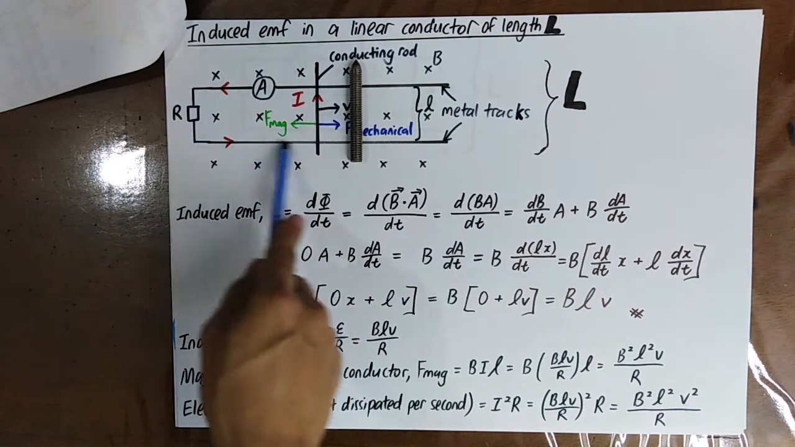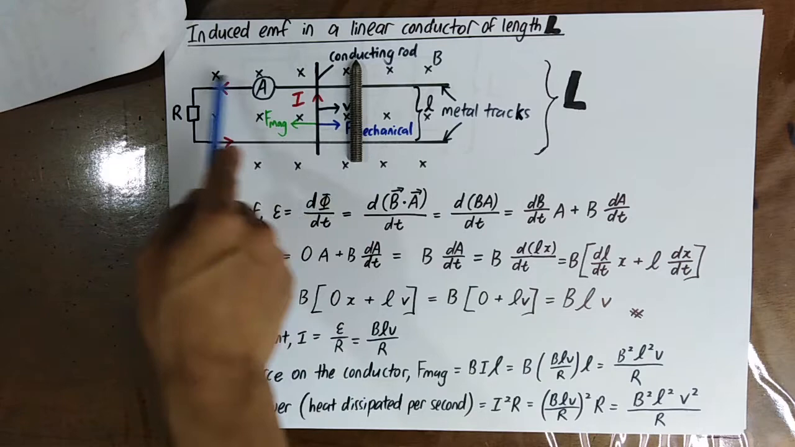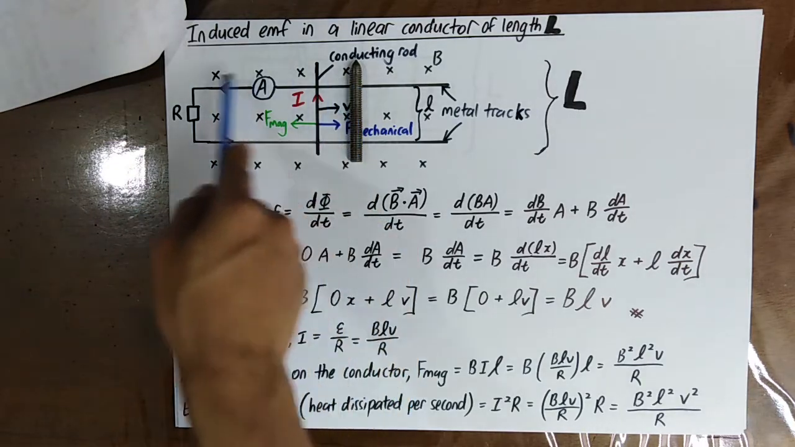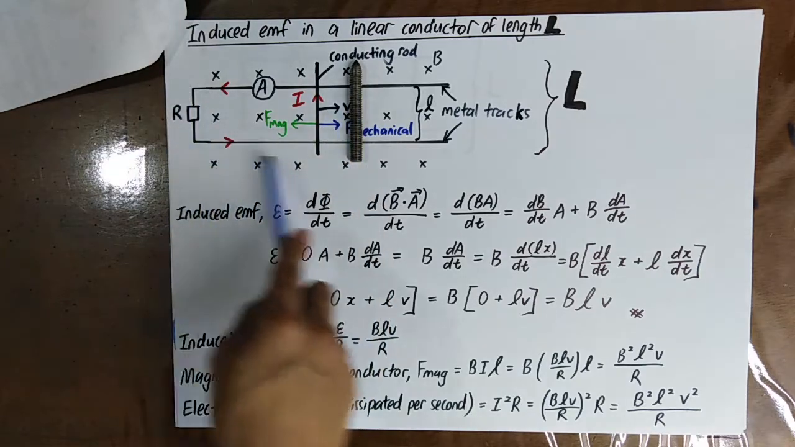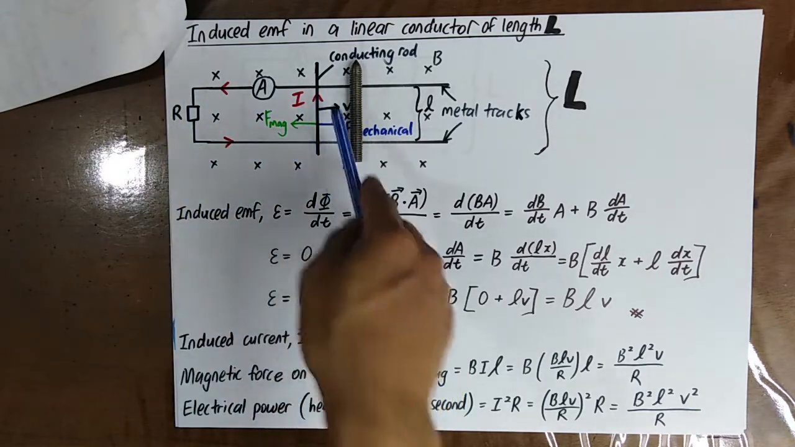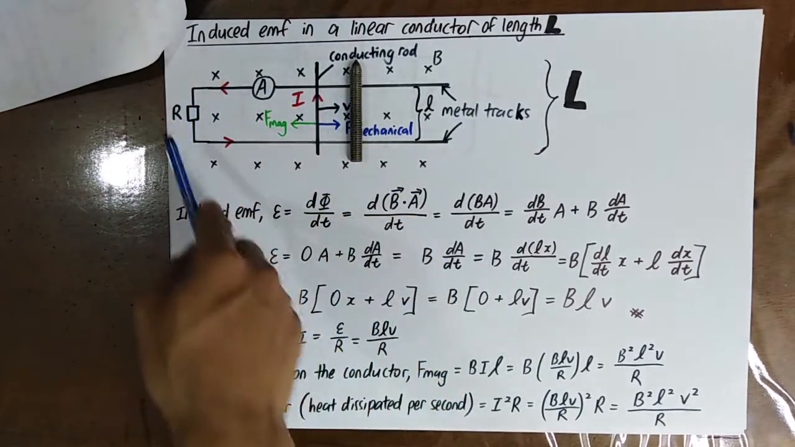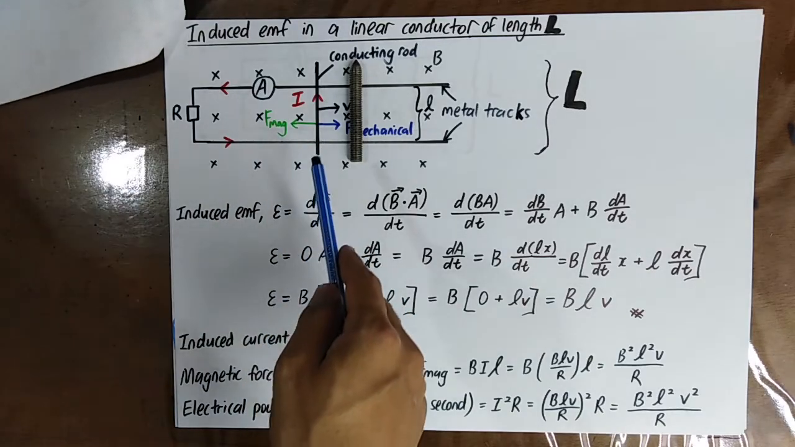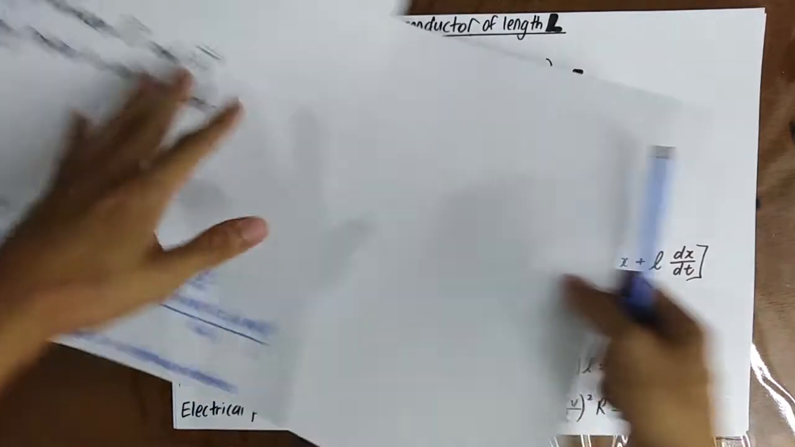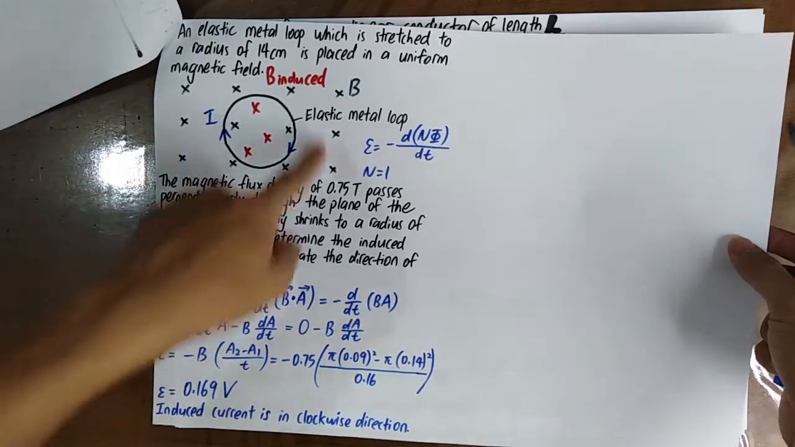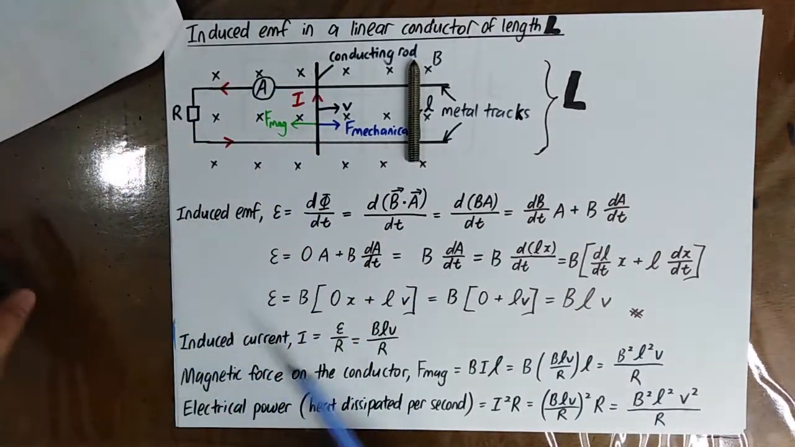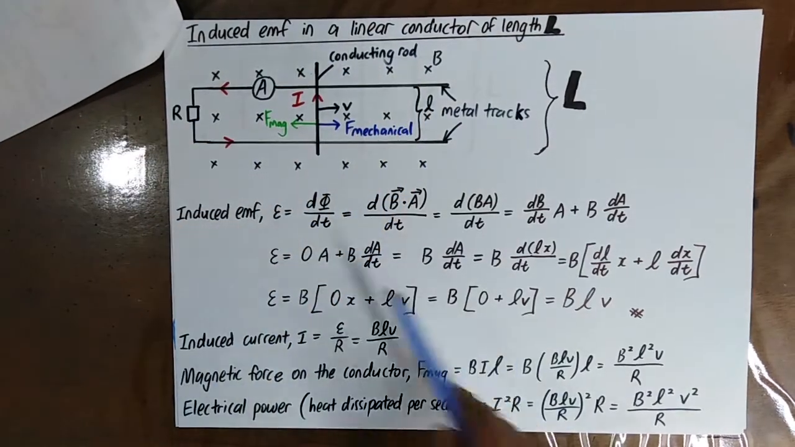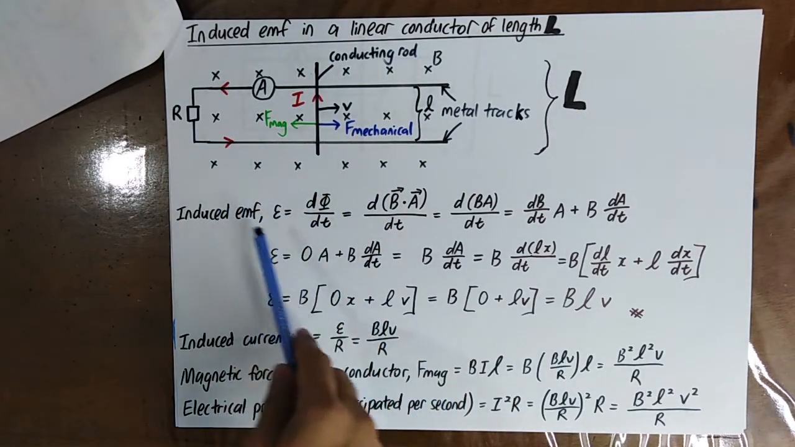this is the original area. This is the final area. So you know that there is really a change in the area of the conducting loop. But this time our loop is rectangular in shape. Just now our loop was circular, but now the loop is rectangular. So let's derive the induced EMF.